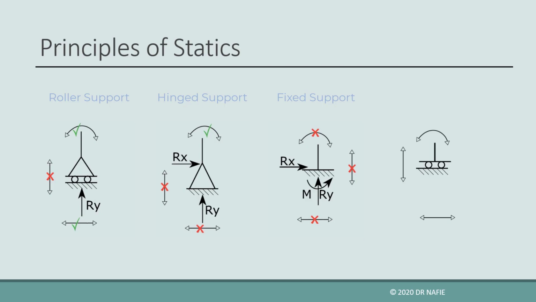A fixed roller restricts the point from rotation and translation in 1 direction, but the point is allowed to move in the perpendicular direction. Therefore, the fixed roller has 1 reaction force and 1 reaction moment.